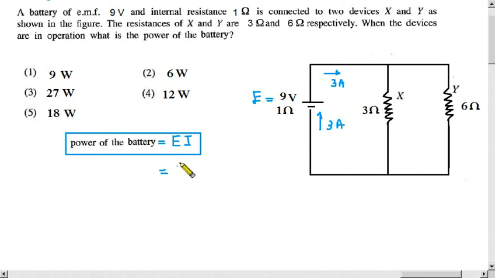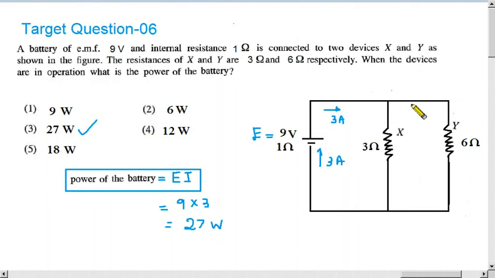So I is 3, E is 9. So 9 times 3 is 27. That is the power of the battery, power consumption of the battery, 27 watt. The third one is the correct answer. So I think that is enough. We don't have much to talk about because we have done everything in previous problems. Only this one is new, so I explained it. So let us go to the next target question.